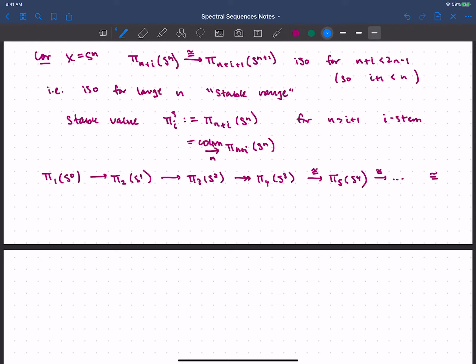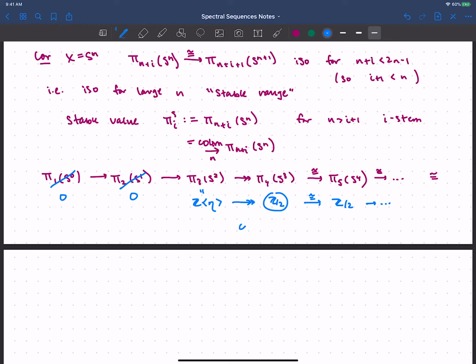Okay, so let's start filling in some values. Pi 1 of S0 is, of course, 0. Pi 2 of S1 is 0. Remember, S1 is a K(Z,1) space. Then pi 3 of S2 is a copy of the integers generated by the Hopf map, right? And this must surject onto pi 4 of S3. And so the claim here is that this is Z mod 2. And then once that's true, which we'll learn in this video, then it's Z mod 2 forevermore.